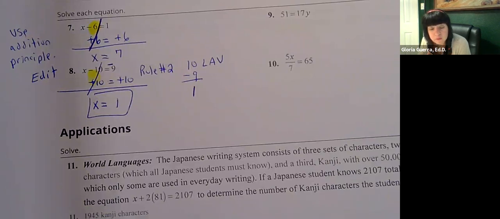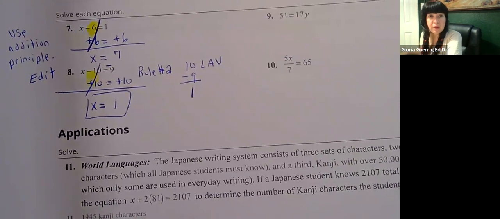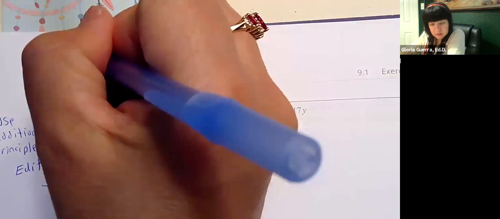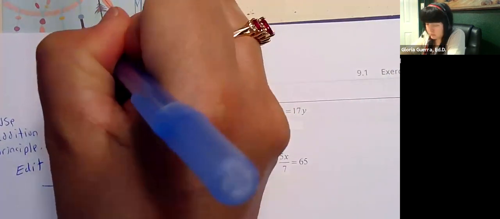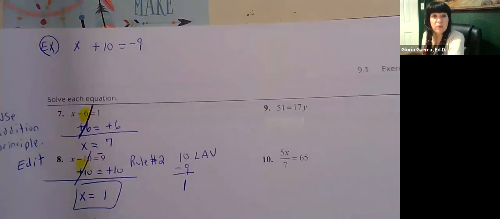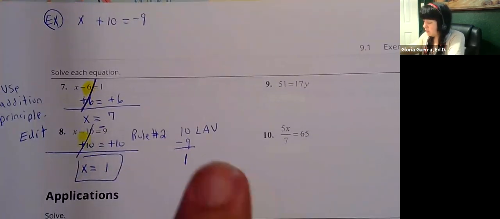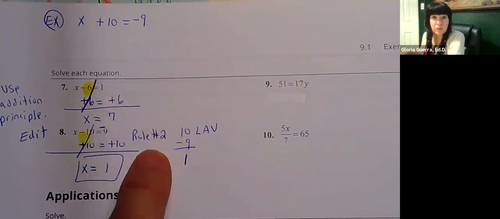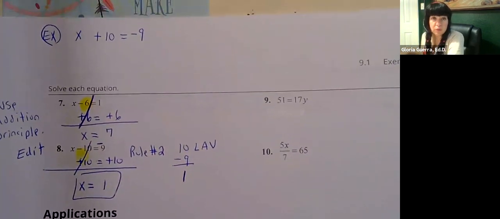And then let me edit that again. Let me make another problem out of that 8. Let me come back up here. Let's say I had x plus 10 equals -9. Because number 7 didn't use any sign rules and number 8 used rule 2, now I want to show you using rule 1 here.